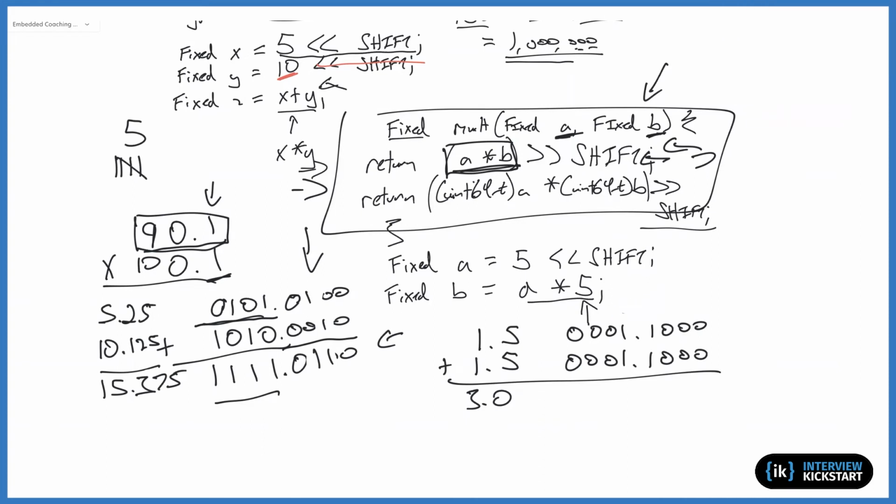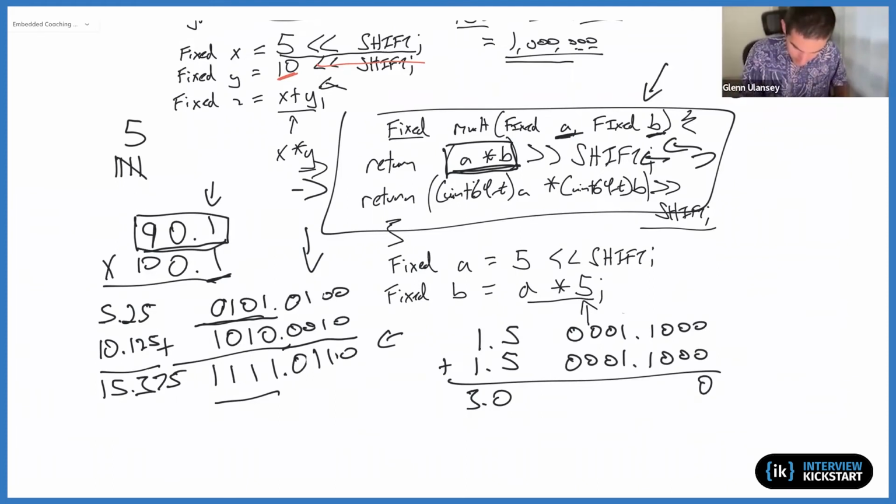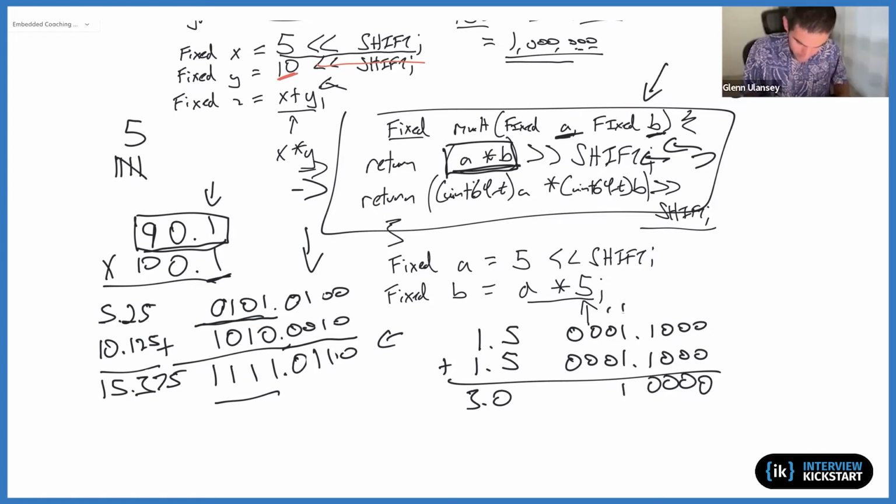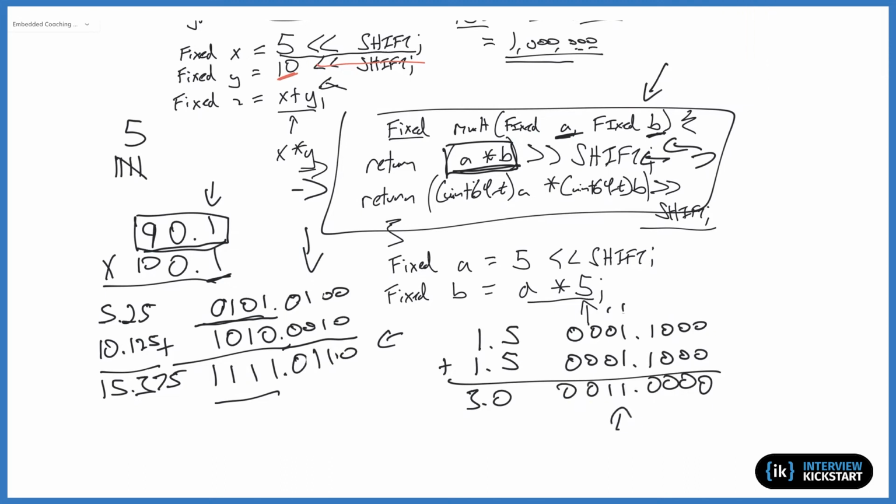Starting at the rightmost bit and going to the left. So 0 plus 0 is 0. 1 plus 1 is 0, carry the 1. 1 plus 1 plus 1 is 1, carry the 1. 1 plus 0 plus 0 is 1. And then 0, 0. So what number do we end up with? Lo and behold, it's the number 3, just like we expected.